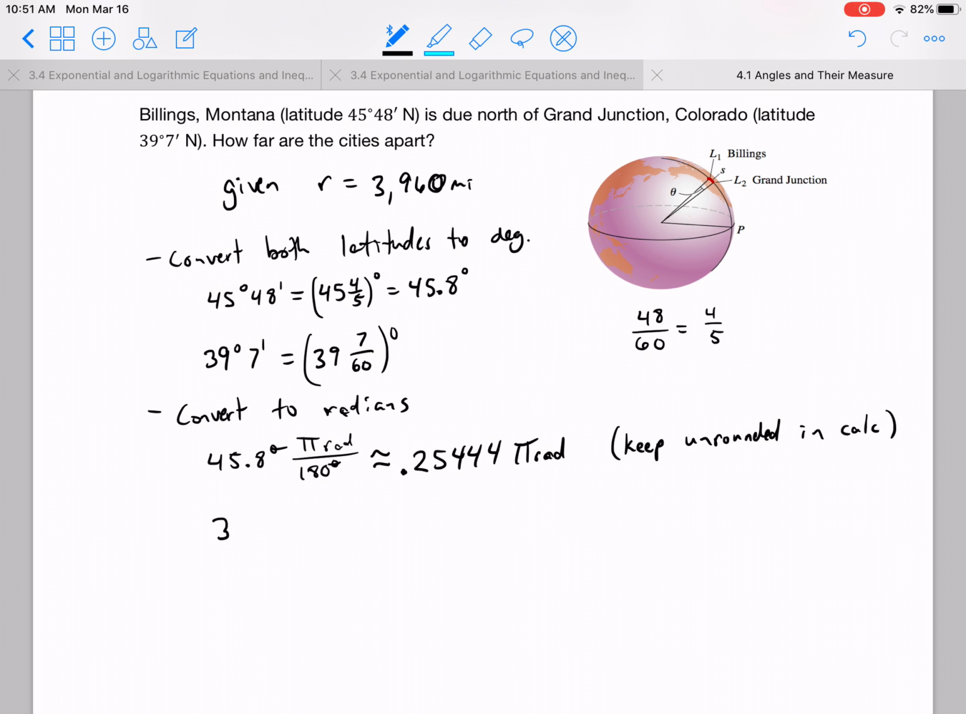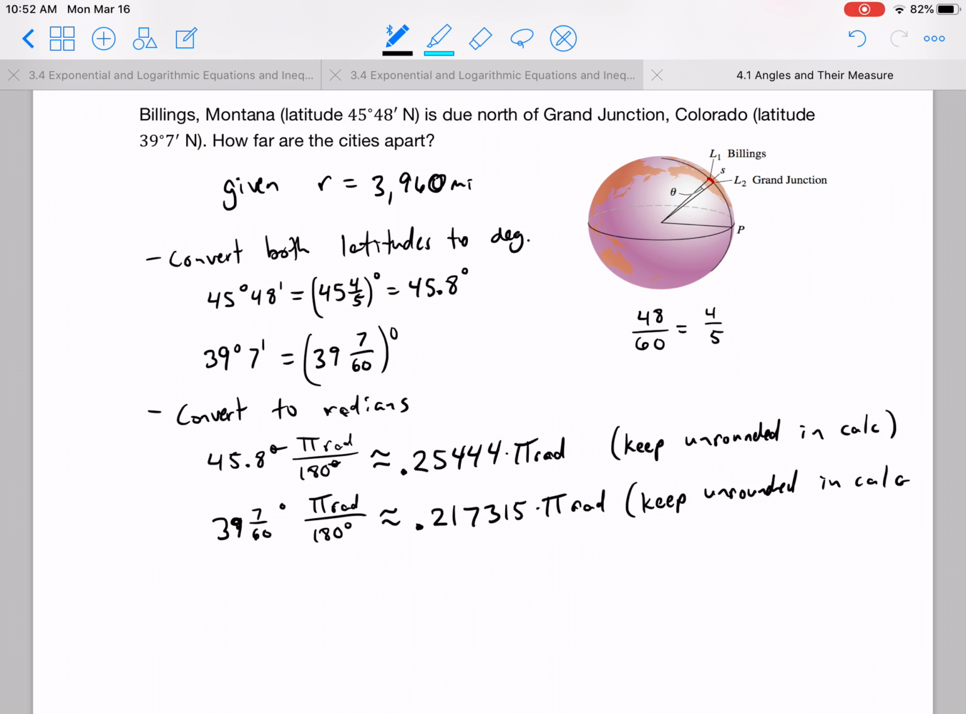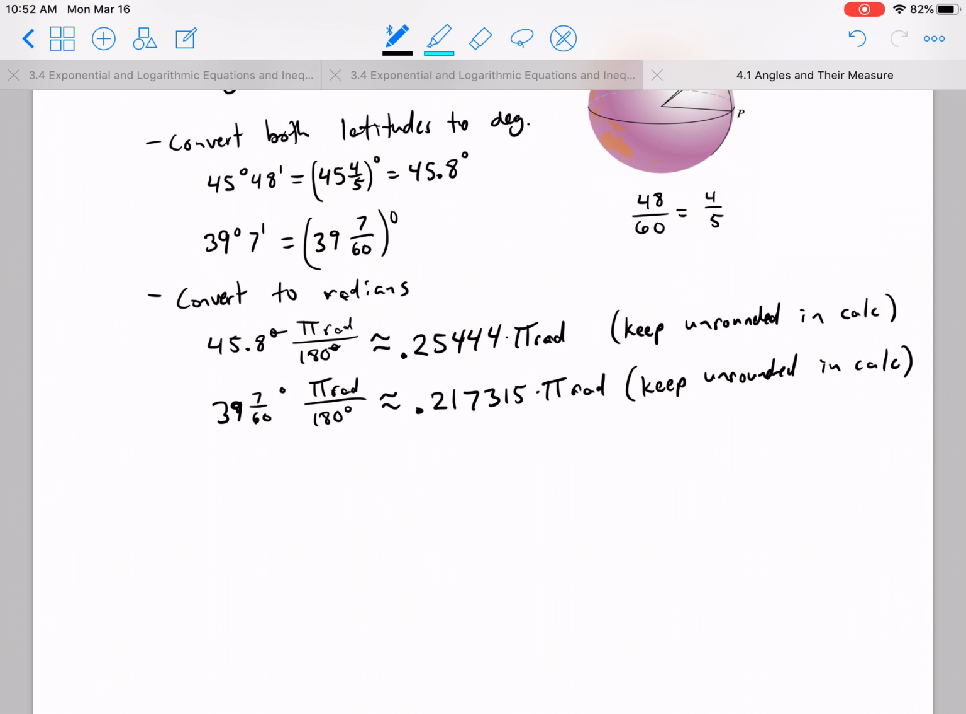And then the next one is 39 and 7/60ths degrees, and we're going to convert that. Again, 180 we're getting rid of, so we put it on the bottom. We want the radians, so we'll put those on top. And when you plug this in, you get about 0.217315 times pi radians. And again, you want to keep that unrounded as well. Keep unrounded in your calculator. All right, we don't want to end up having a rounding error because you never really want to round until you reach the end.